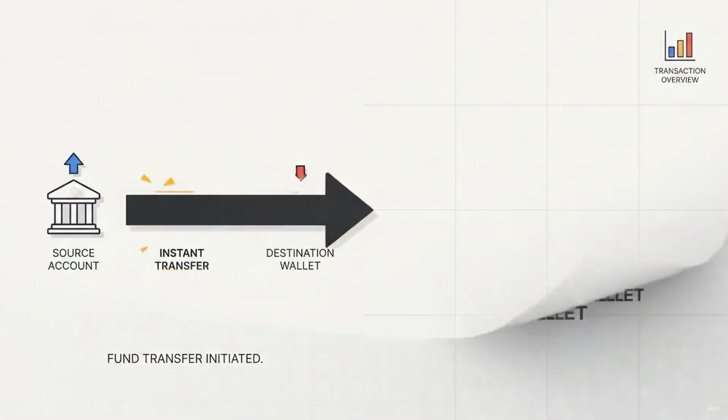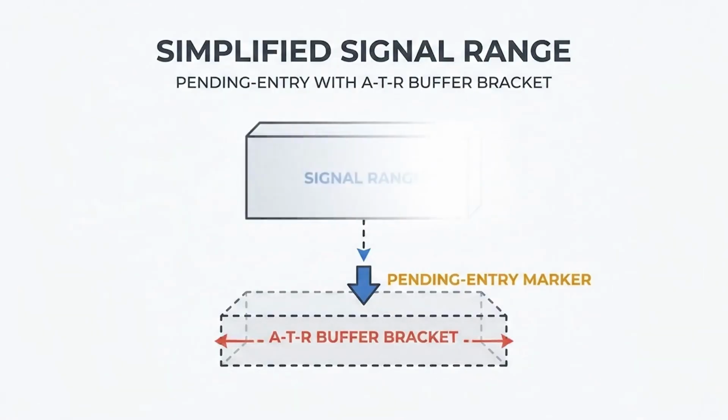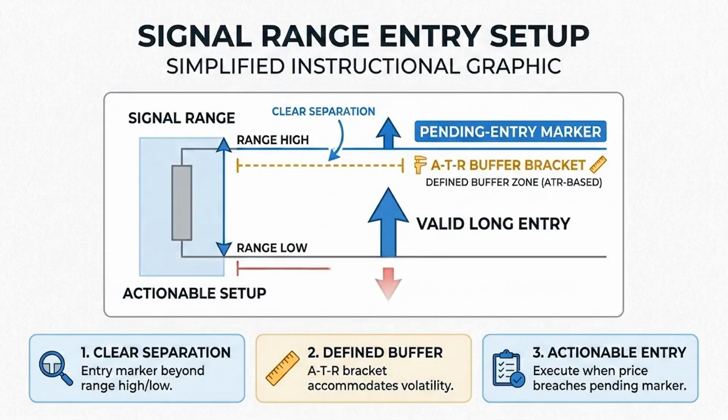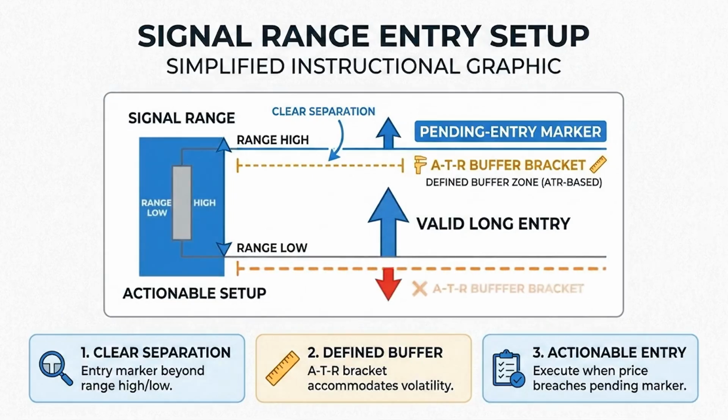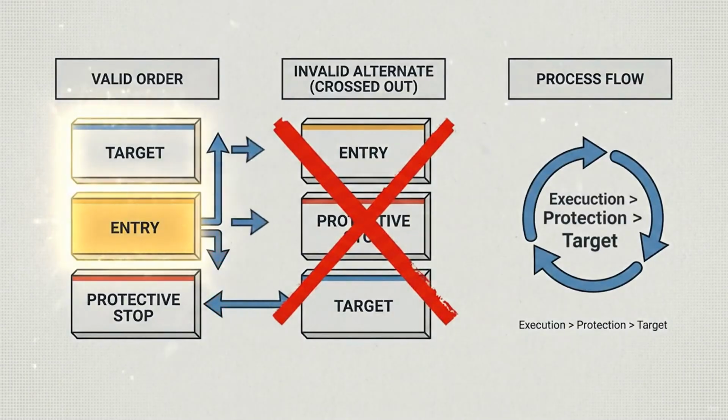But add one validation before sending anything. For a buy stop, the target must be above the entry. For a sell stop, it must be below the entry. If it is already on the wrong side, the geometry of the trade is broken. Skip it.